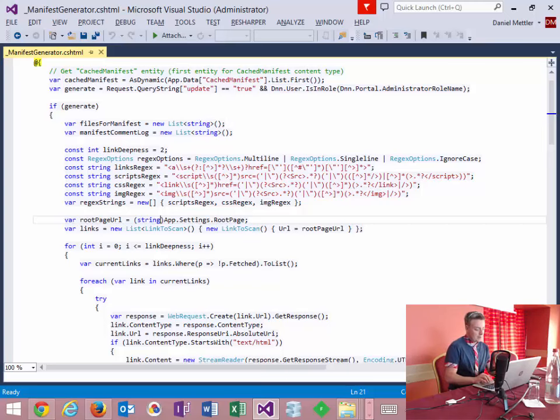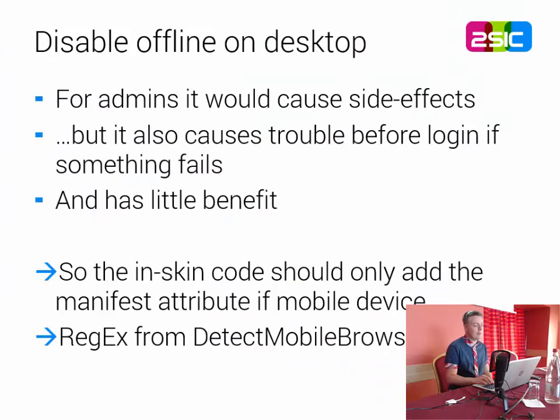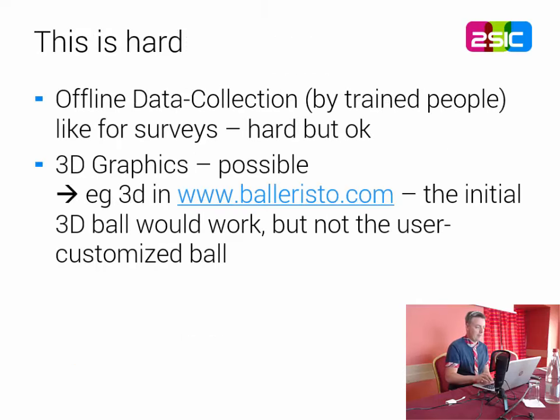Okay, let's look at some harder issues and some limitations. So first of all, I already told you this, that we disabled it on the desktop, and we're just using a very simple regular expression on the server to figure out whether it's a mobile device or not. You can use any kind of detection you want, but we like to keep things simple. Then these are things that are hard, but they work.